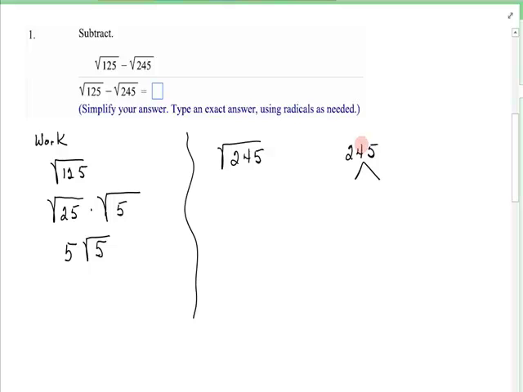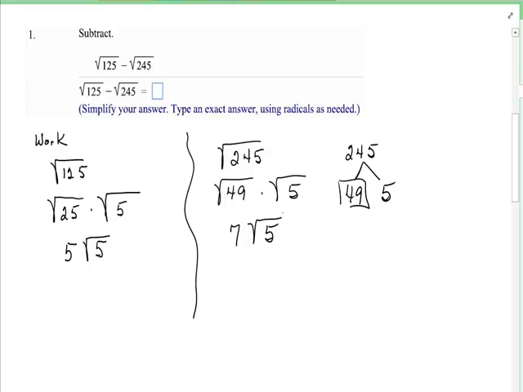Okay, let's see, we've tried 3 squared, which is 9. We don't try 4 squared. 5 squared was 25. We've tried that. We don't try 6 squared because that's even. 7 squared. Let's try 49. So 245 divided by 49. Yes, it goes 5 times. So this is the square root of 49 times the square root of 5. That was a perfect square. So that's 7 times the square root of 5.